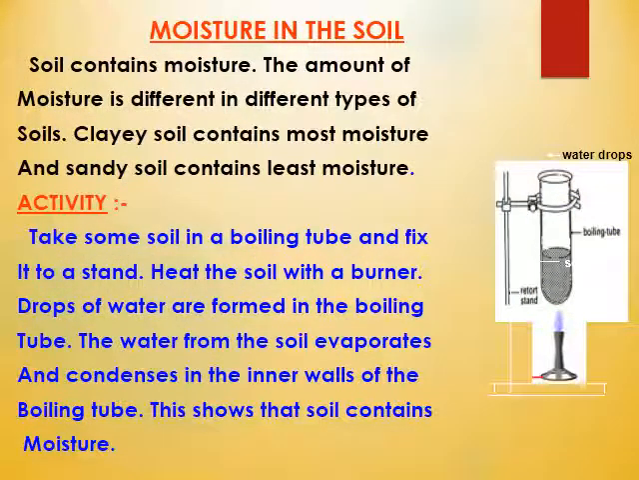If we touch the soil of a garden or a field, we can feel that the soil is wet. It is because the soil contains moisture. The moisture or fine droplets of water remain trapped in the spaces present between the soil particles. We can prove this fact by performing the following simple activity.